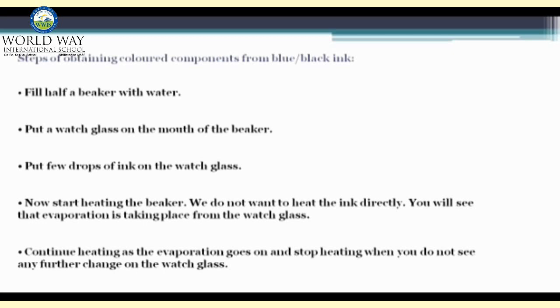After observing the evaporation technique, we will see that there are some vapors evolving from the watch glass. Now we will continue heating as the evaporation goes on, and finally we will let the watch glass cool down for some time. Now we cannot see any further change in the watch glass. So this is how the ink in the form of solid gets deposited on the upper surface of the watch glass, and we are able to obtain it through its liquid solution.